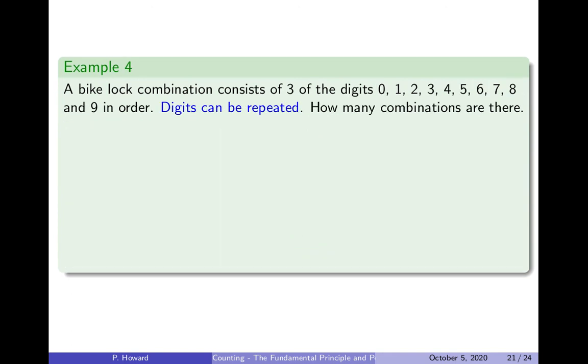Okay, here is a similar problem. A bike lock combination consists of 3 of the digits 0 through 9 in order. Right, the numbers in a lock combination have to be put in order. Different order gives you a different combination. But now digits can be repeated. So you could, for example, choose a combination 353 or 777, which would be allowed in this scenario. How many combinations are there?